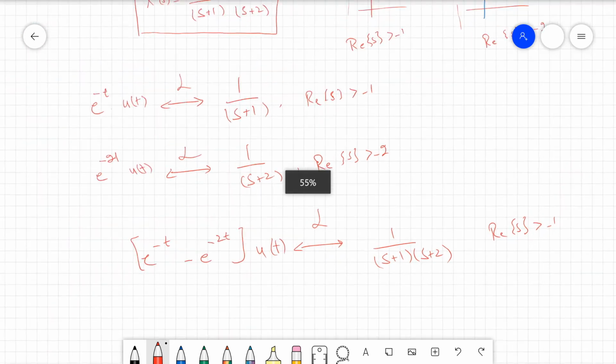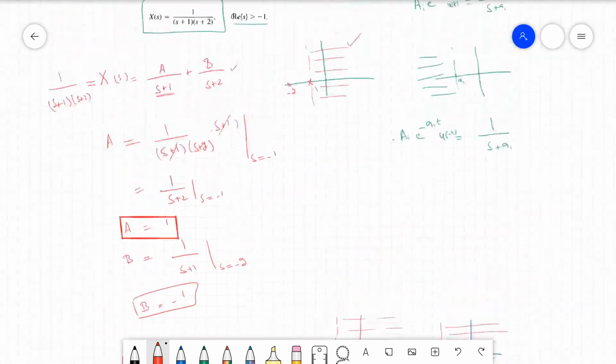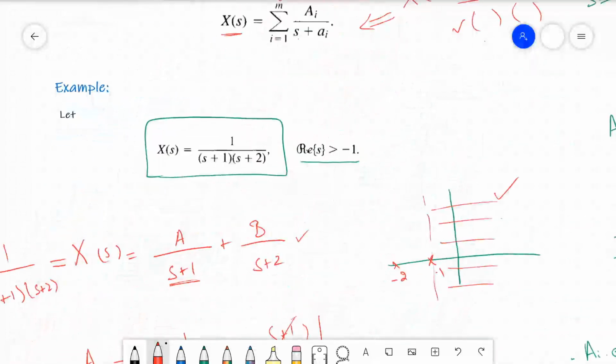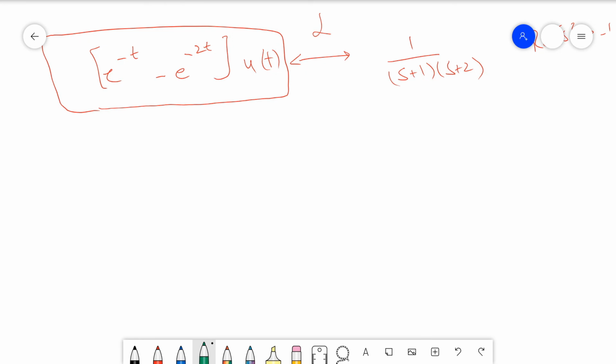So in this example we have seen that if we have this kind of X(s), which is 1 over (s plus 1) into (s plus 2), and we have the region of convergence defined by real of s greater than minus 1, then we will get x of t as this value. Now let's suppose the region of convergence for the above example is changed. Now the region of convergence is the real of s is less than minus 2.